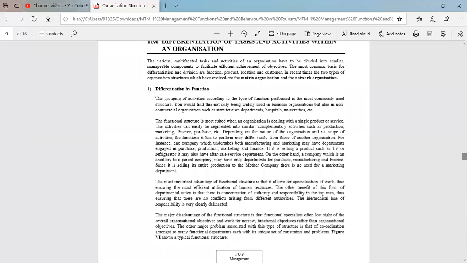So, differentiation by function. As you know, what is your function? What is that department's function? That is differentiation by function. What does housekeeping do? What is the function of front office? These are used in organizations like tourism departments, hospitals, and universities. Like in hotels also, housekeeping departments are there, right? All departments are differentiated based on functions.